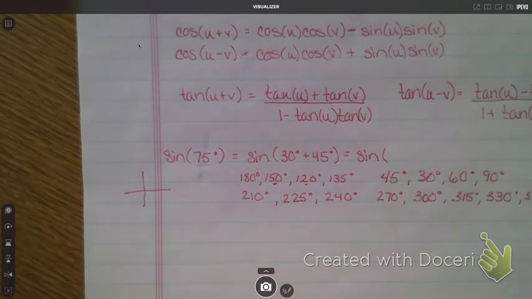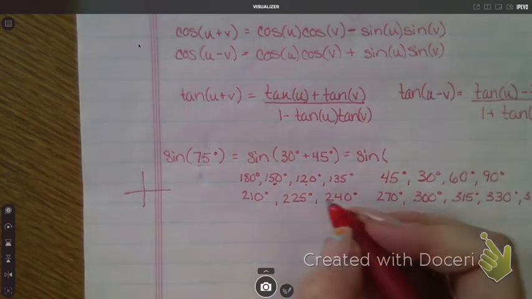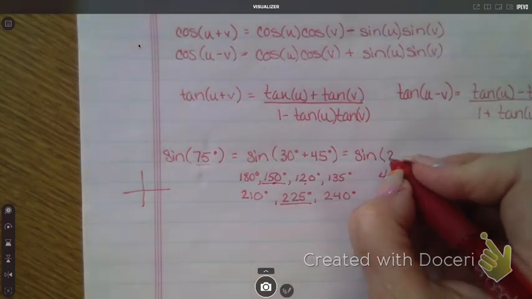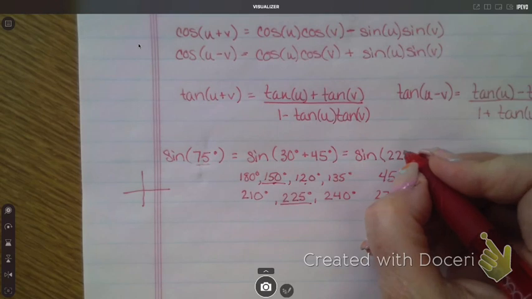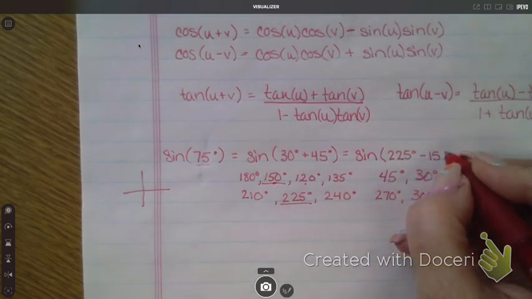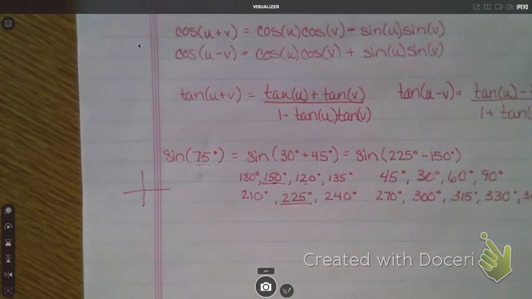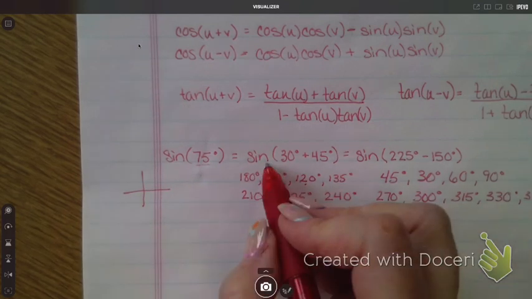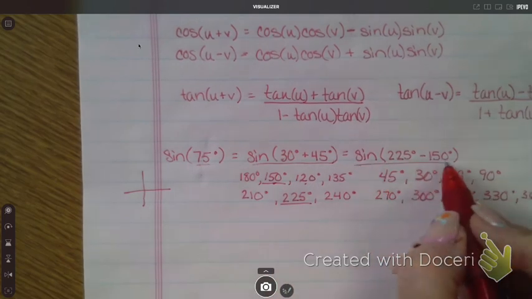How about 225 and 150, Mrs. Nick? So if I took 225 minus 150, do I get 75? Yeah. Okay. Do I know those two angles, or should I be able to figure out their sine, cosine, and tangent? Yes. So everything is available to you. How about we do both? We'll do one here and this one.